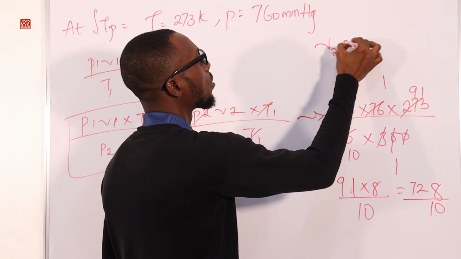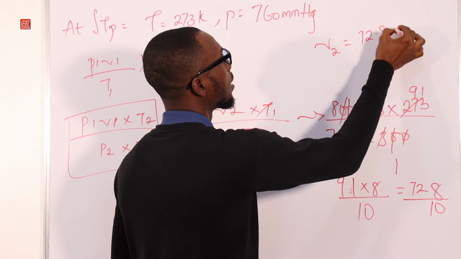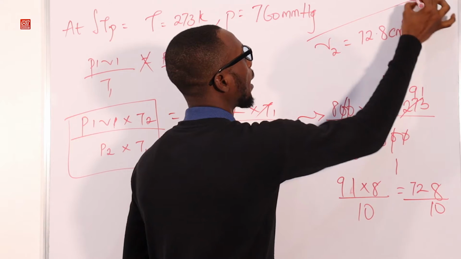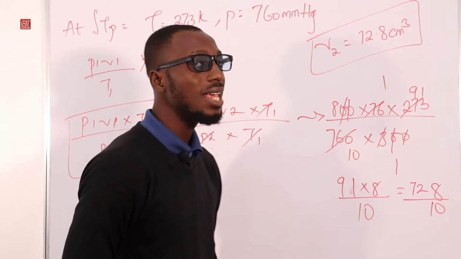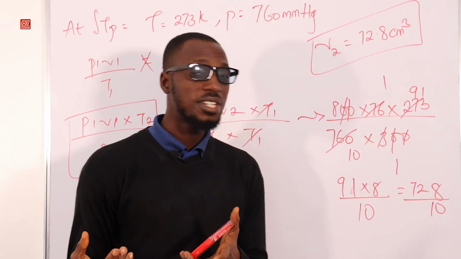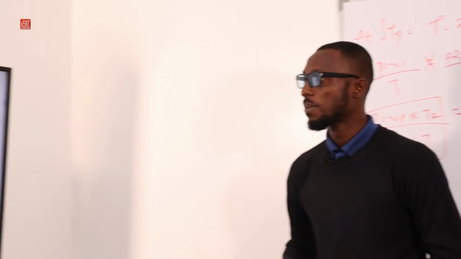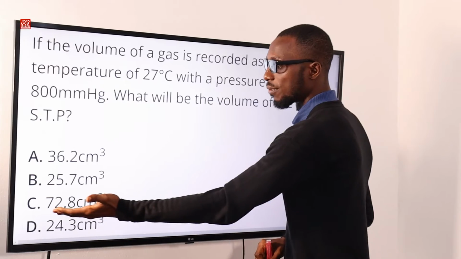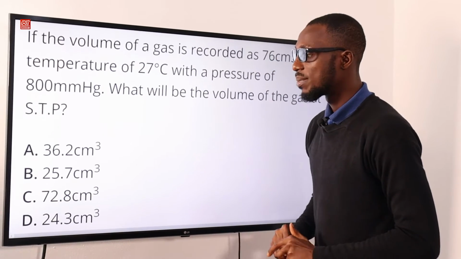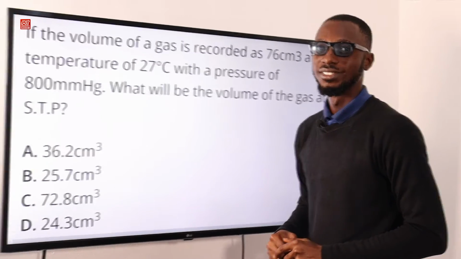So V2 equals 72.8 centimeter cube. Do not forget the unit. So V2 is gotten as 72.8 centimeter cube. Let's go back to the screen to select the correct option. So scan through the options provided and you will find option C, 72.8 centimeter cube, as the correct option.